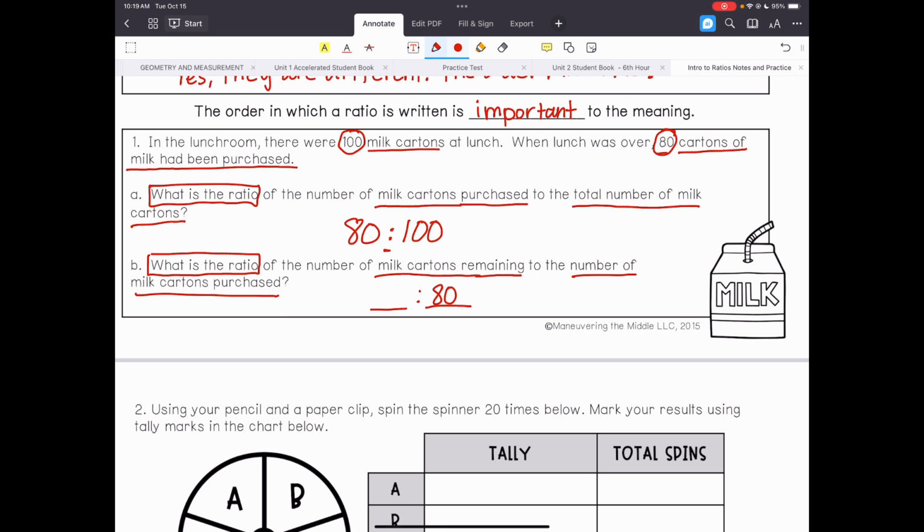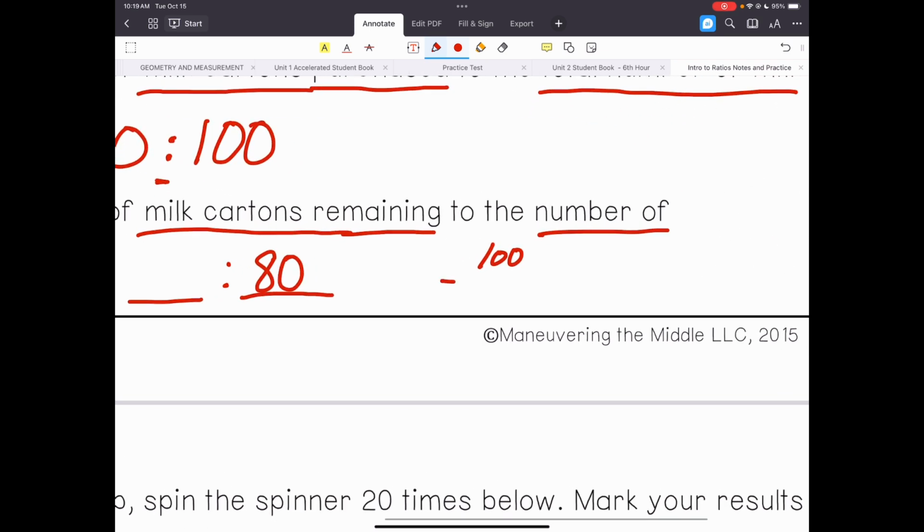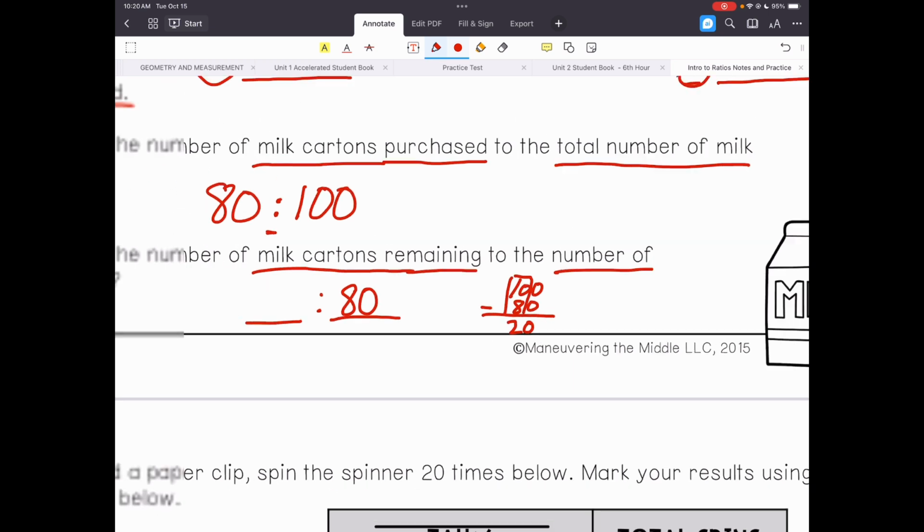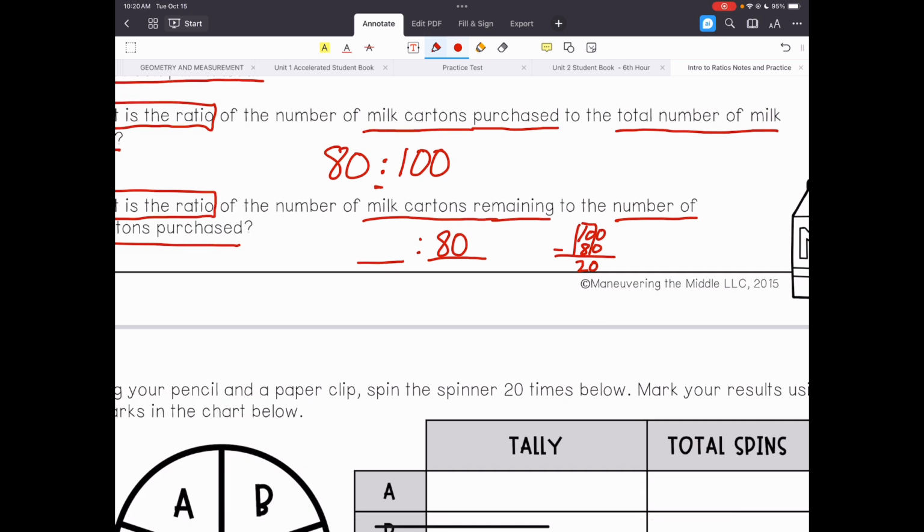But the milk cartons remaining is referring to, if I started with 100 and 80 of them are purchased, then how many are remaining? Well, 0 minus 0 is 0. And then 10 minus 8 is 2. So the remaining milk cartons, maybe for the next lunch, so we're 6th graders, maybe there's 20 left over for the 7th graders. Now, in most cases, obviously, they're going to refill them, but that's that.